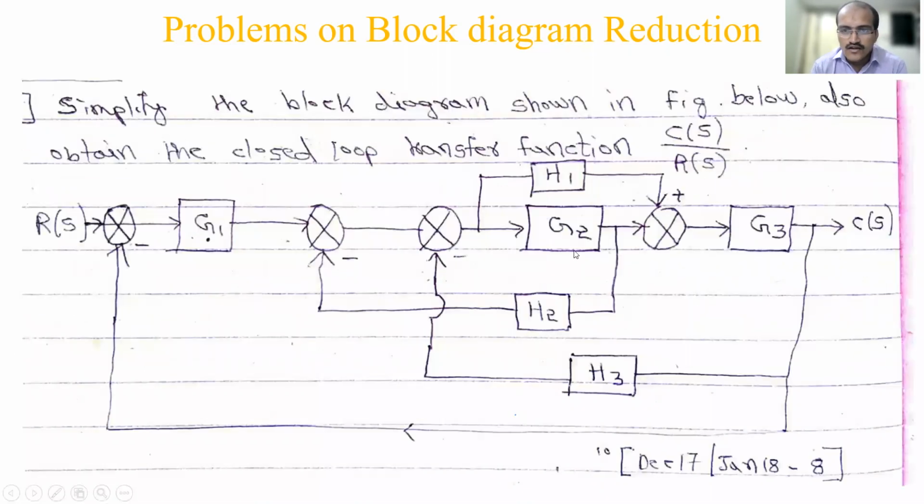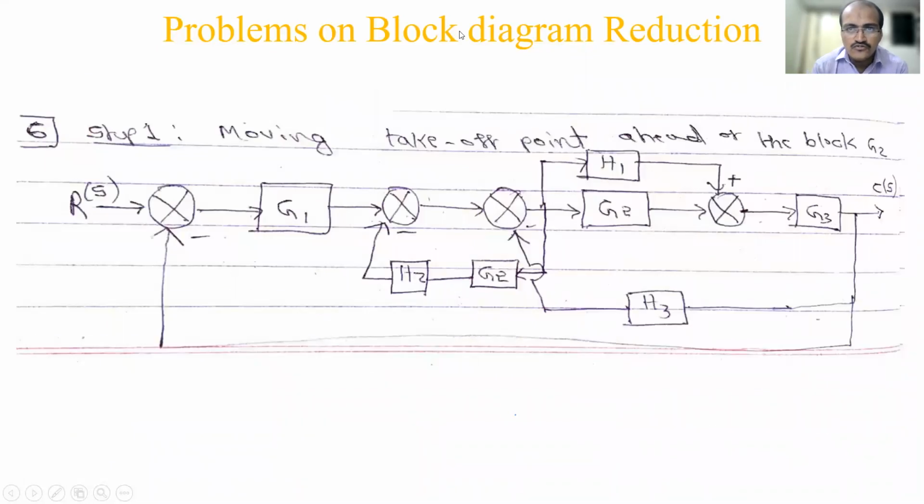Okay, this one. So when you are moving a block, this takeoff point ahead of a block, what is the rule you will apply? The same block, whatever transfer function is there, it should come in the feedback path. That's why G2 will come in series with the H2. Only then you can move. So just go through the notes if you have written and see the rules.